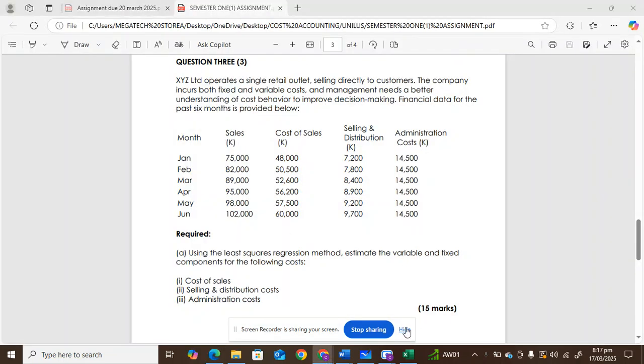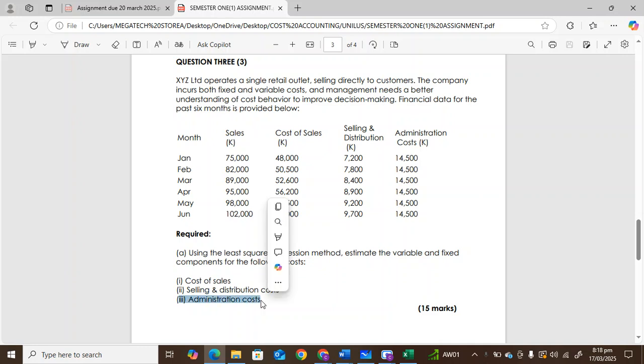All right, so we're still dealing with this question for XYZ Limited. We've got information about sales and the various costs, and they're asking us to use the least squares regression method to estimate the variable and the fixed components. So today we're focusing on administration costs.